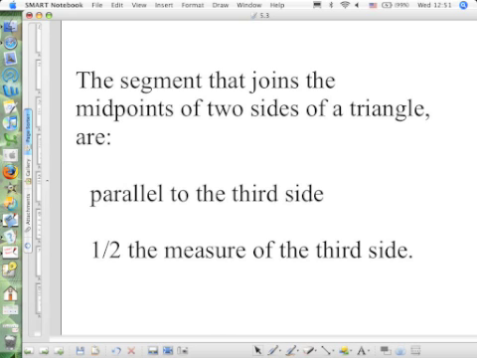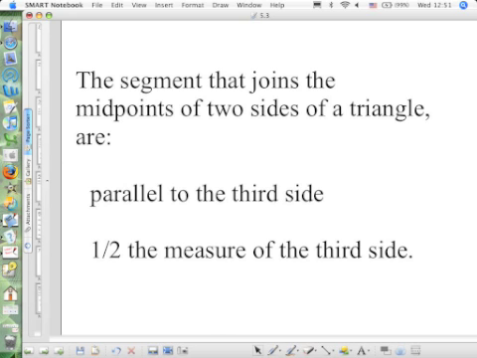So our last theorem of the day says this. The segment that joins the midpoints of two sides of a triangle, now we already said this in the last theorem, is parallel to the third side and it's equal to half the measure of the third side. Now I'm not talking degrees, I'm talking length here. Now we can use this in all kinds of ways.